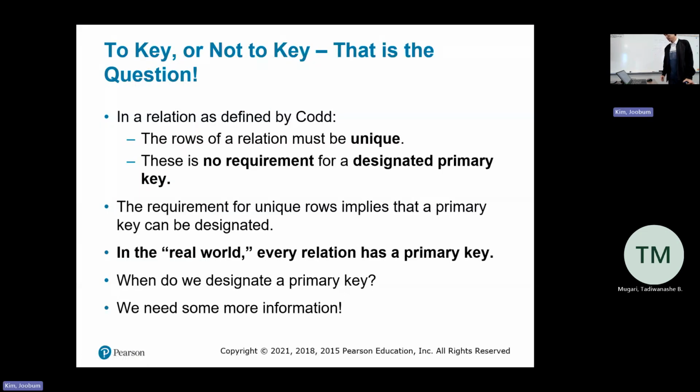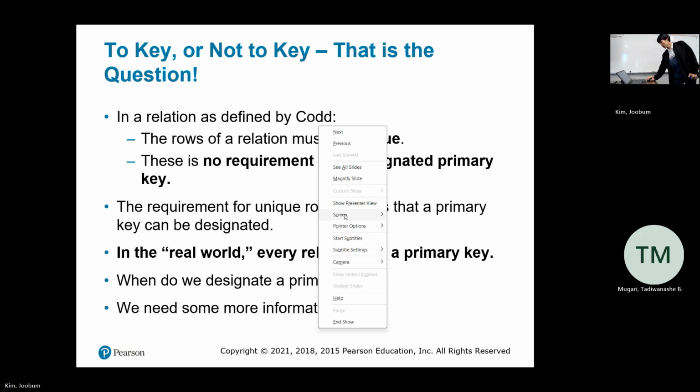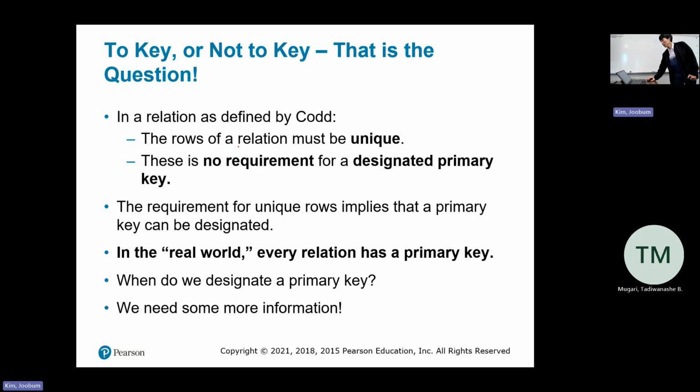Okay, then the next one is the paper published by Codd. In his paper, the rows of the relation must be unique, and there's no requirement to designate a primary key. So that means the requirement for unique rows implies a primary key can be designated.